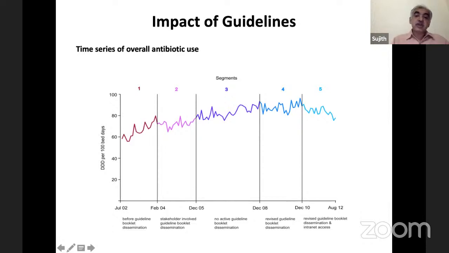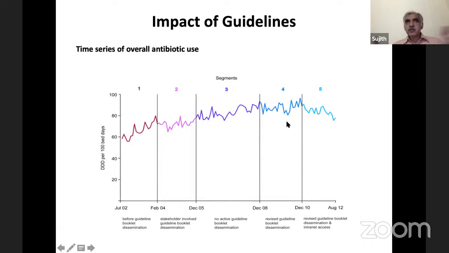But this time, of course, we didn't call all the departments. We just got together and revised it based on all these factors, and again, released a revised booklet. And again, you can see how it sort of worked. It arrested the ascending slope for a certain period of time. But we realized that we shouldn't make the same mistake at the end of phase two, where again, it moved up in phase three.